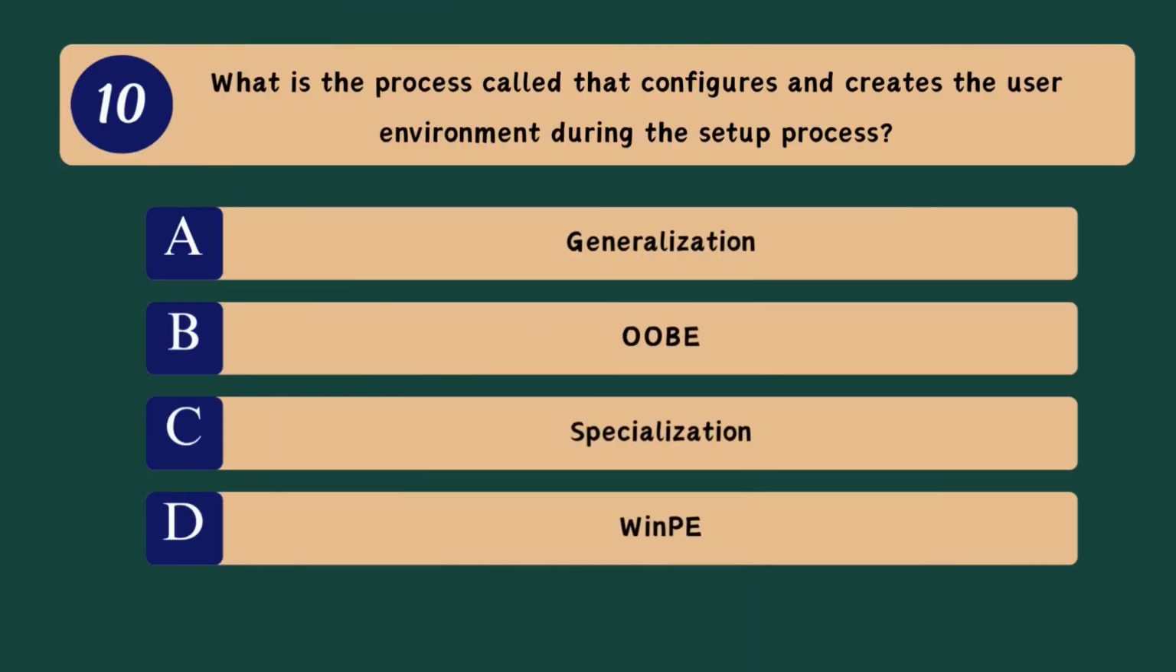Question 10. What is the process called that configures and creates the user environment during the setup process? A. Generalization. B. OOBE. C. Specialization. D. WinPE.